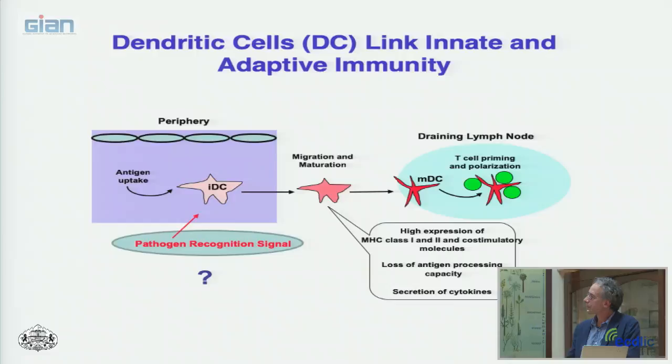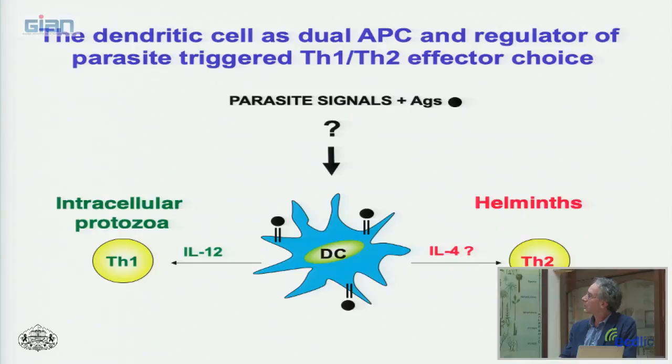So a huge amount of effort over the past 20 or so years since the discovery of these innate cells, these dendritic cells, as key components of an immune response, this key link between innate cells and adaptive cells in the immune system. What are the nature of these pathogen recognition signals? So the dendritic cell acts as a dual antigen presenting cell and regulator of parasite-triggered Th1, Th2 effector choice.